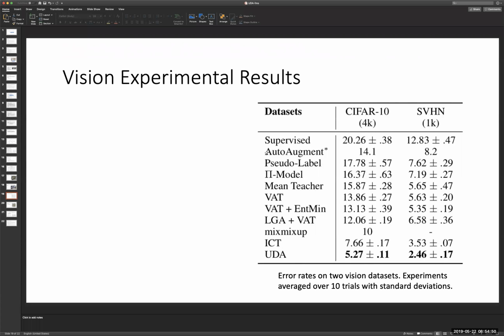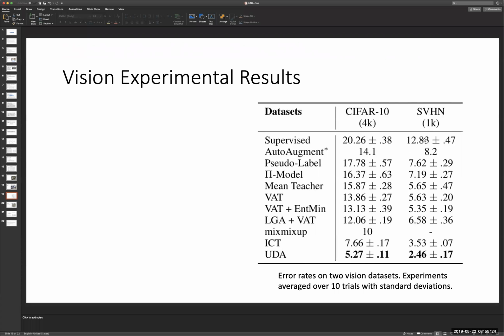Then the next line is AutoAugment. Again, that's applying the paper by one of the authors to the labeled training data. And that creates a significant reduction. So you're creating more; instead of 4,000 training examples, you now have multiples of that.